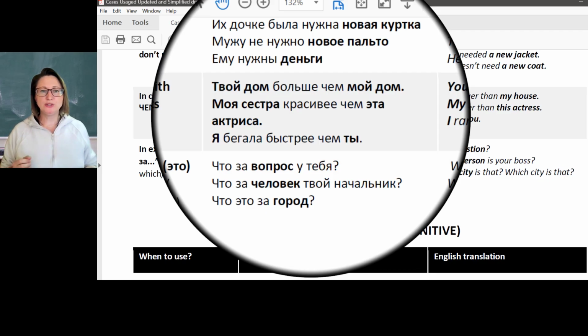I ran faster than you. Я бегала быстрее, чем ты. For instance, back in the childhood, I was a faster runner than you. And I used the female form because I am a female. So here we have all of these forms that are involved in nominative case.